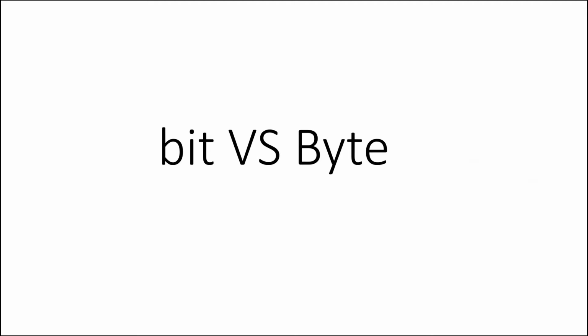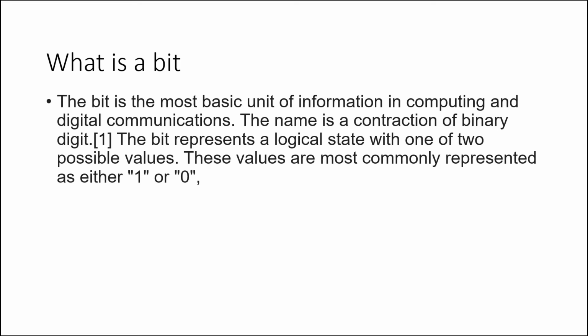I'm first going to talk about bit versus byte. So, what is a bit? The bit is the most basic unit of information in computing and digital communication. This name is a contraction of binary digit. The bit represents a logical state with one of two possible values. These possible values are either 1 or 0. So basically a bit can represent only 1 or 0. It may be a 1, it may be a 0. So this is the smallest unit of data.